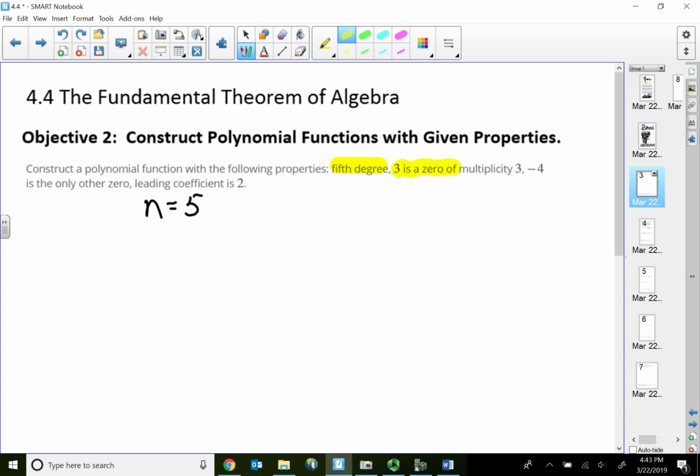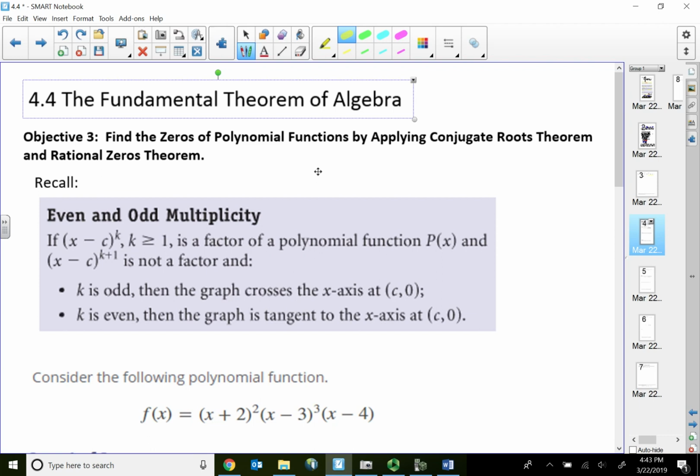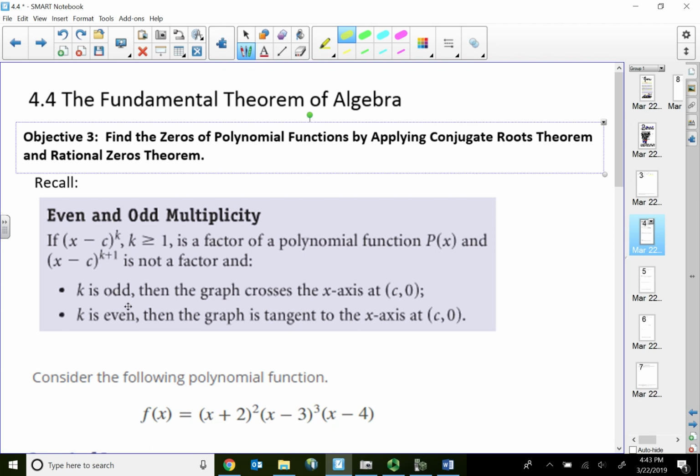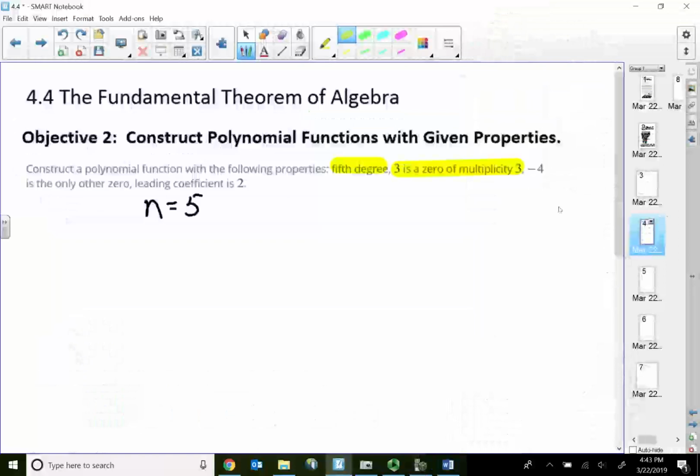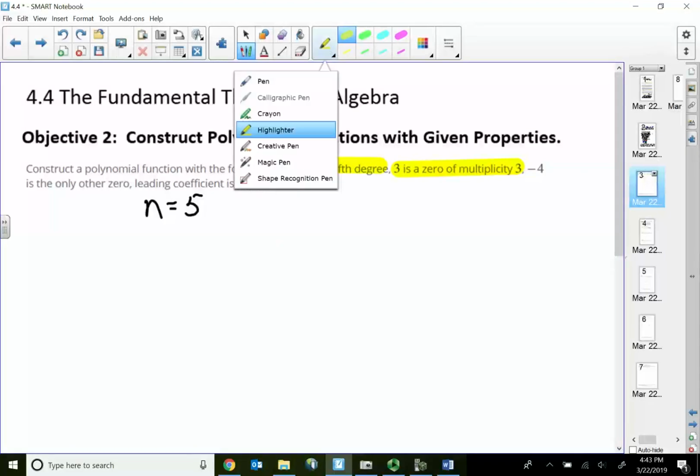3 is a 0 with multiplicity of 3. What that means is, by the even-odd multiplicity rule, the multiplicity is located as the exponent of a factor. It's actually on the exponent where a polynomial function is already factored. So let me go ahead and write it out.